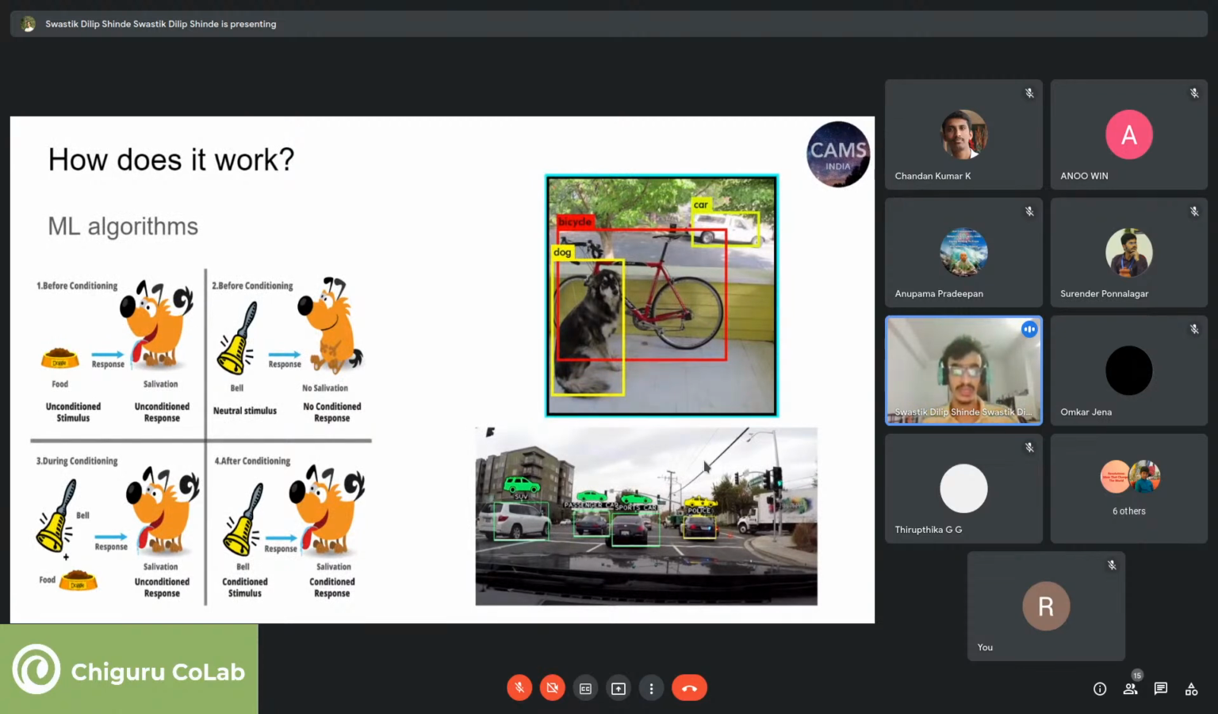In a similar way, this machine learning algorithm works. Using some code, I'm teaching my computer or my algorithm to classify some things. For example, I want my algorithm to classify a dog, a bicycle, and a car. So I'll first teach my algorithm that this specific image is of a dog, this specific image is of a cycle, and this specific image is of a car. And I'll not just show one single image.